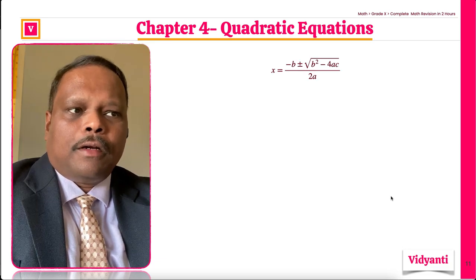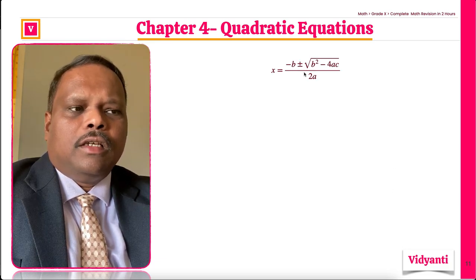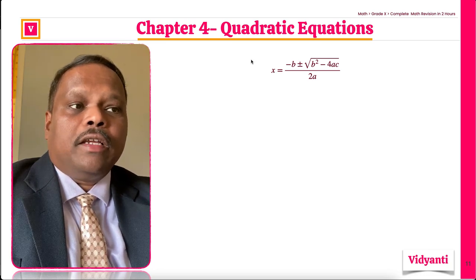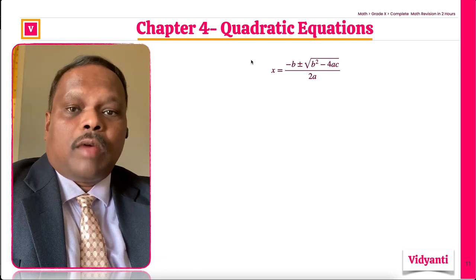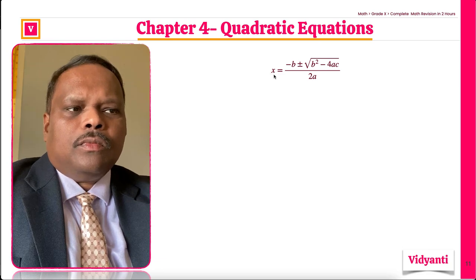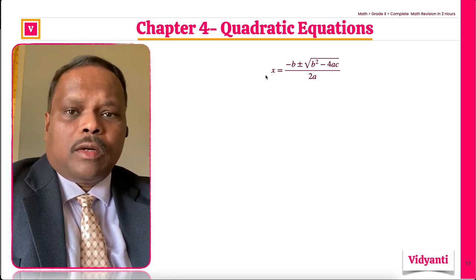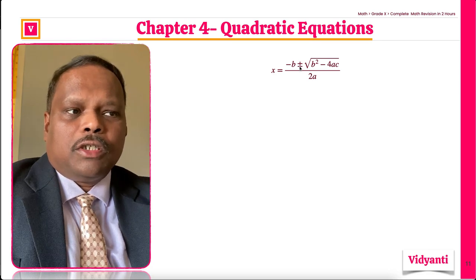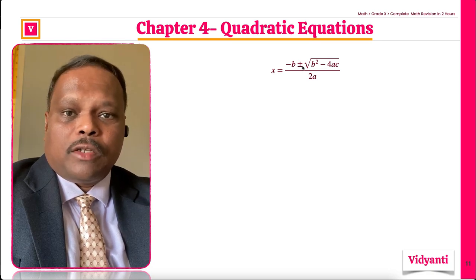Equations. A quadratic equation is an equation which gives you two possible answers. Quadratic equation itself means the maximum power is 2. You have x square terms, x terms, and the constant term. So it's in the form of ax square plus bx plus c equal to 0. And the solution, actually, there are two solutions, as it is obvious from plus or minus.